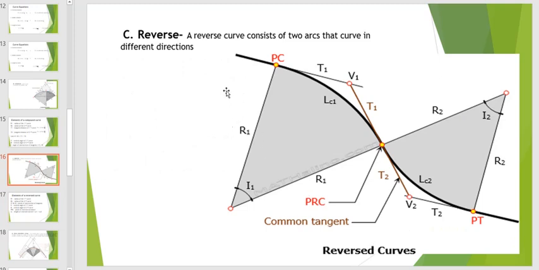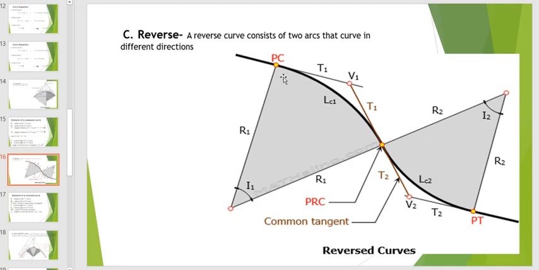Let's go to the reverse curve. A reverse curve consists of two arcs that curve in different directions. The compound curve is when they are in the same direction, but it also consists of two arcs. Here it also consists of two arcs but in different directions, so it is called reverse.